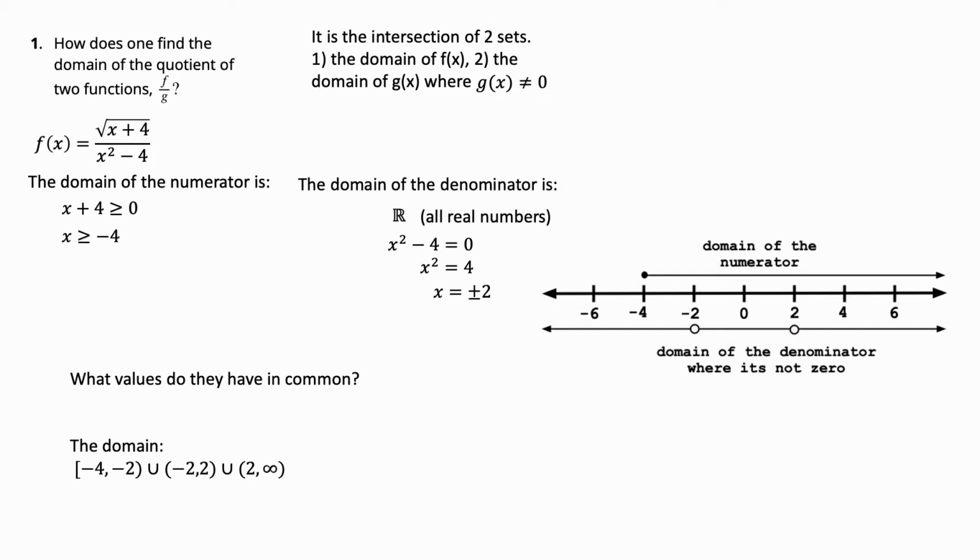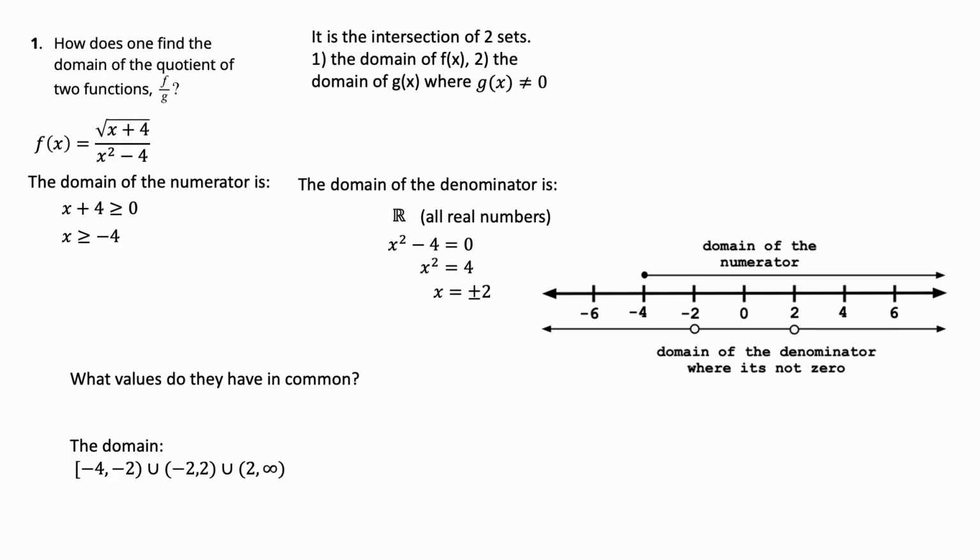How does one find the domain of the quotient of two functions f divided by g? Well, we kind of already went over this with the domain stuff, but remember, you're asking yourself questions: what works and what doesn't. So you want to know what the domain of the numerator and the denominator are for both of them. So in this example, for the numerator, you want to know what works.